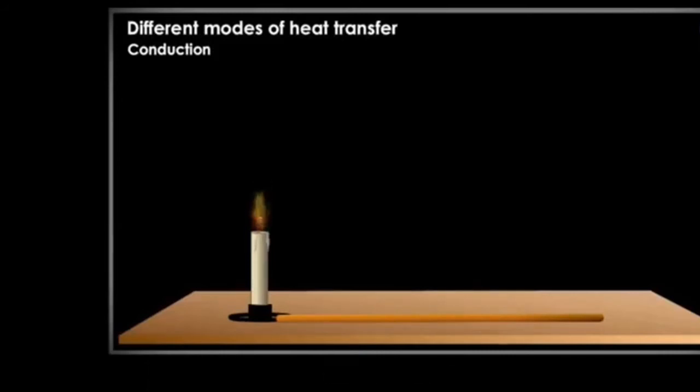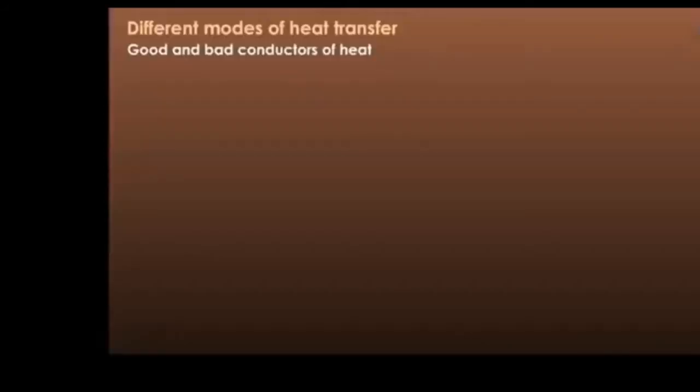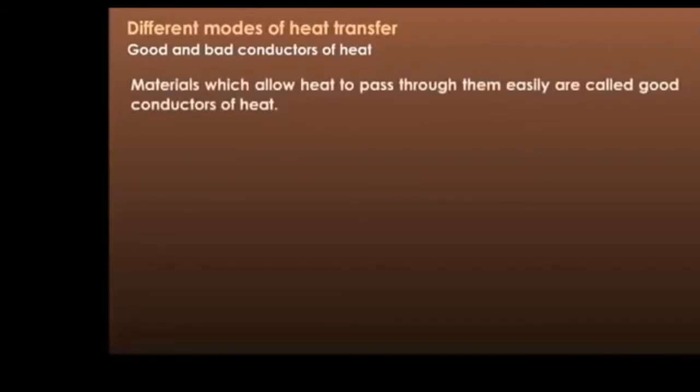This tells us that heat always transfers from the hotter, meaning high temperature, to low temperature, and heat is always transferred in the direction of a lower temperature. Here the candle is hot and the copper wire is cold, and heat is transferred to the copper wire from one end to the other end.